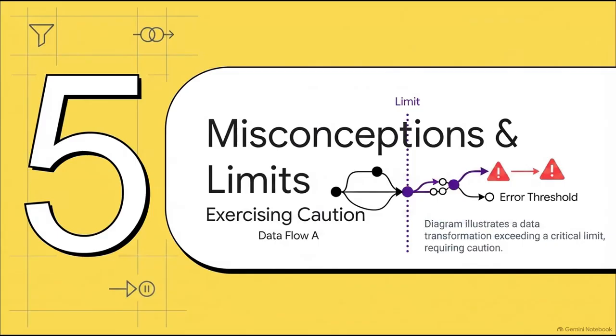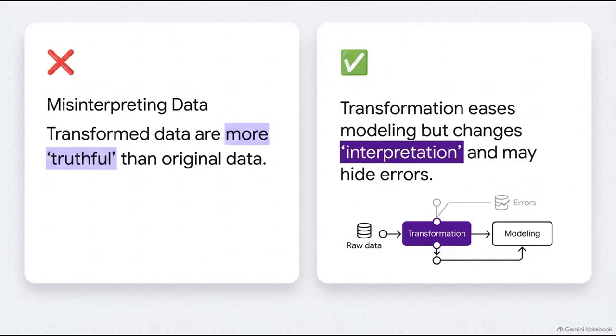Now for part 5, and this one's a biggie: common misconceptions and limits. There's this very dangerous misconception floating around in data science that transformed data are inherently more truthful than original data. Let me be perfectly clear. They aren't. A much more accurate way to look at it is this. Transformation might make patterns much easier for an algorithm to model, but it fundamentally changes the interpretation. And if you aren't paying close attention, it can completely hide underlying errors.